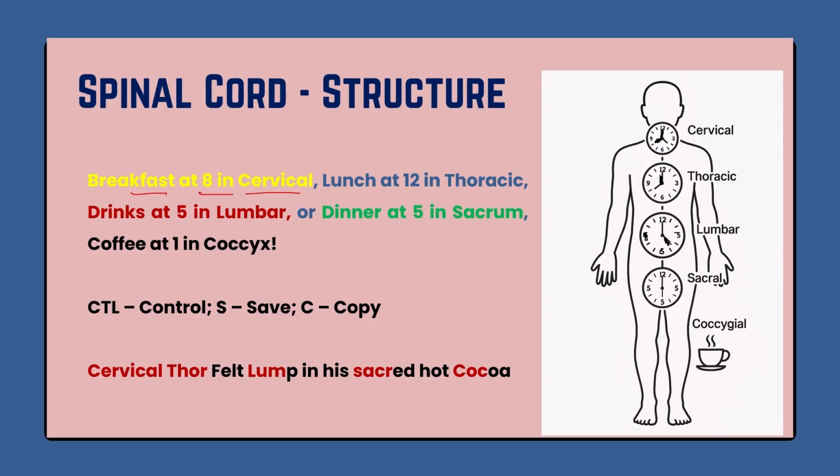Then after 4 hours, lunch at 12 in thoracic. This is an amazing restaurant which gives you amazing thalis, both North Indian and South Indian. So you can have lunch at 12 in thoracic. Then in the evening you can have drinks at 5 in lumbar one day, or you can have dinner at 5 in sacrum. Finally, you have a very long and tiring day and you still have work left. It's 1 a.m. at night, and the only place you can get a coffee is at coccyx.